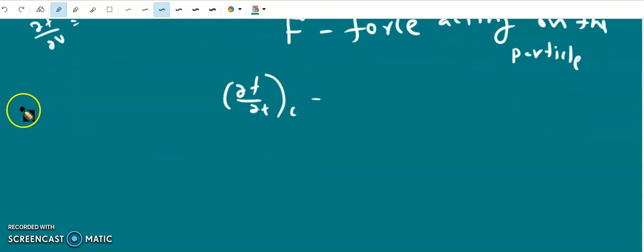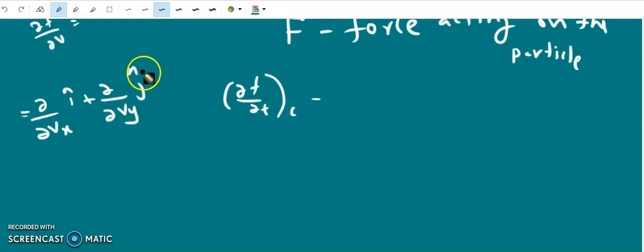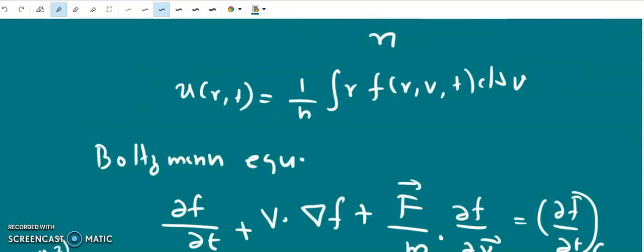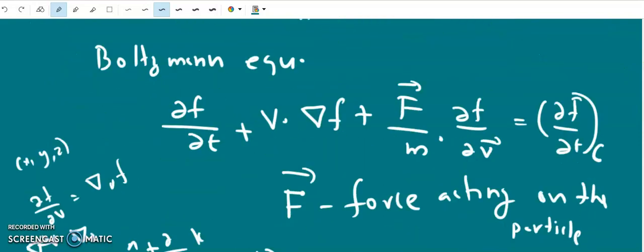And this dou f by dou v means dou by dou vx i, instead of x it is vx, taking the gradient, plus dou by dou vy j plus dou by dou vz k. This is what is called the gradient in velocity space. Okay, gradient in velocity space. That is what we have written as dou f by dou v vector.